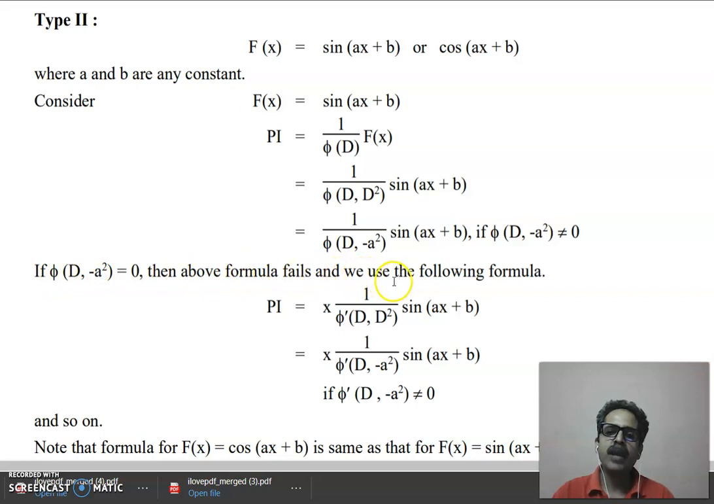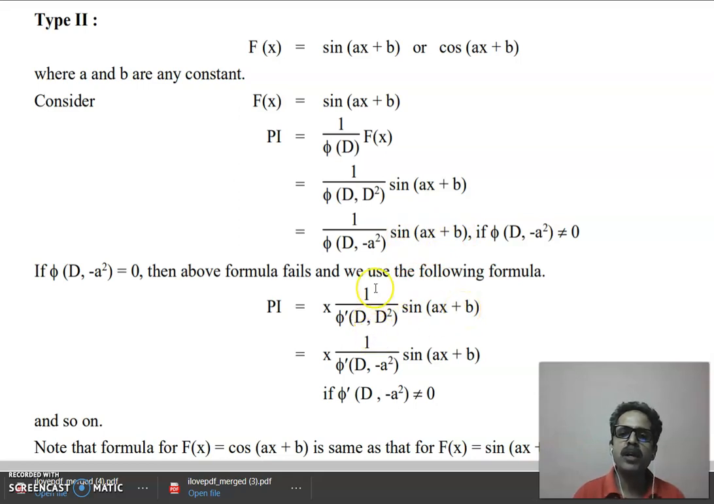And in that case we write this new formula with same logic as we have written last time. First we write x, and then after writing x we write new operator. This is the new operator, and this new operator is written from old operator by changing the denominator by its derivative with respect to D. That is, we have to replace phi of D comma D square by phi dash of D comma D square, and the same function sin of ax plus b has been retained here.